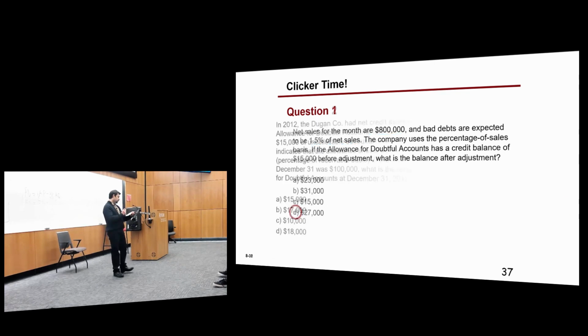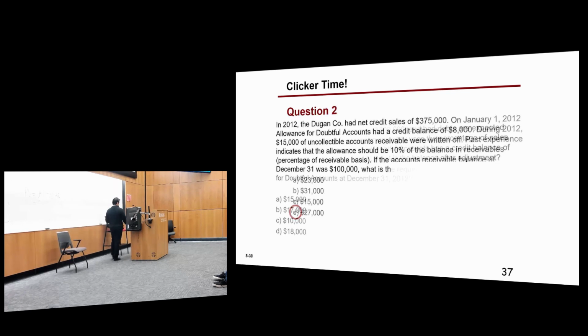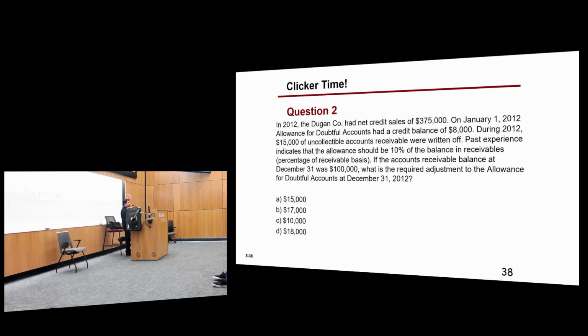Good. So the second one. Keep your clickers ready because we have a bunch of these. Again, you first look at which method was used. We have net credit sales, okay, but which method was used? Percent of receivables. We have 10% of the balance in receivables. So we're using percent of receivables. Percent of accounts receivable will give you what? The ending balance.